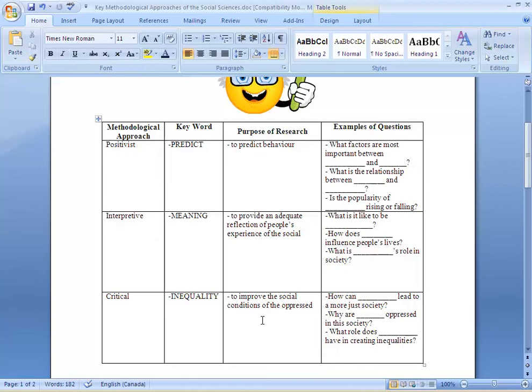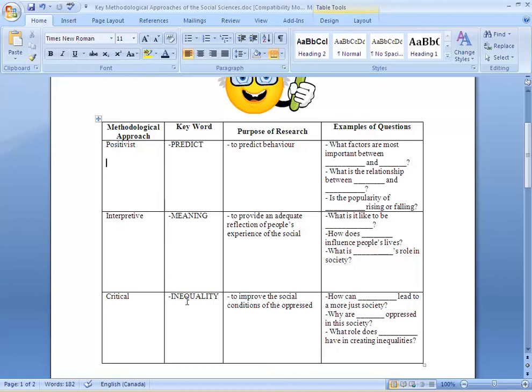What role does education have in creating inequalities? What role does politics have in creating inequalities? And you can look at the composition of our parliament in Ottawa, and how many are male, how many are female. And I'd be really interested to look at the ethnicity of our 300 plus members of parliament to see, how does that come across in terms of promoting inequalities or promoting a more just society?